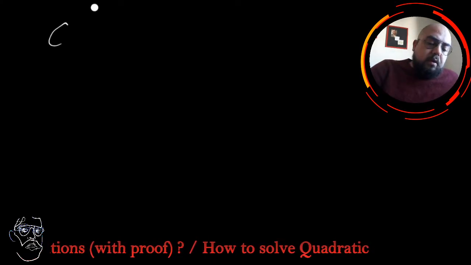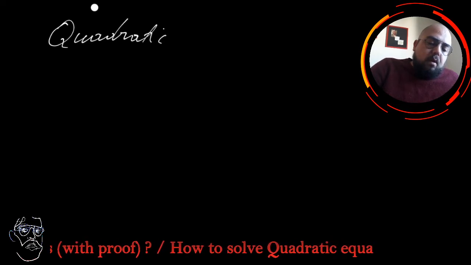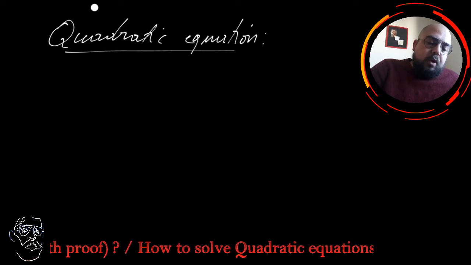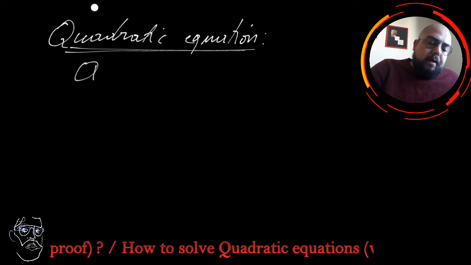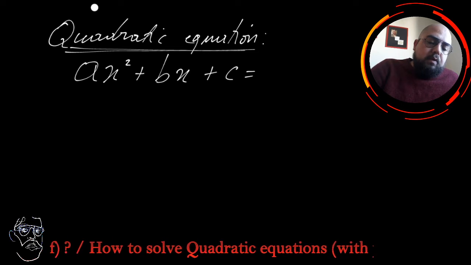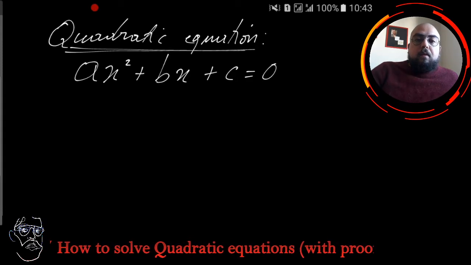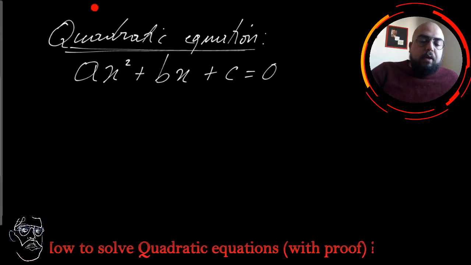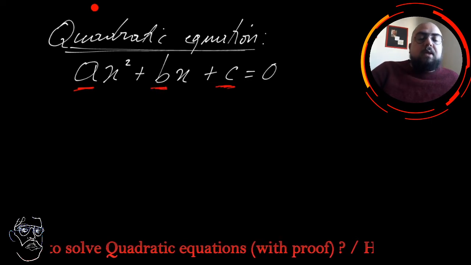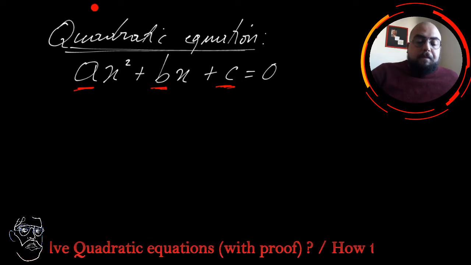So what is the general form of a quadratic equation? You will have the general form ax squared plus bx plus c is equal to 0. Now x, of course, is the variable. The highest power is 2. It's a quadratic equation. What about a, b, and c? A, b, and c represent the coefficients, which are, of course, real numbers.